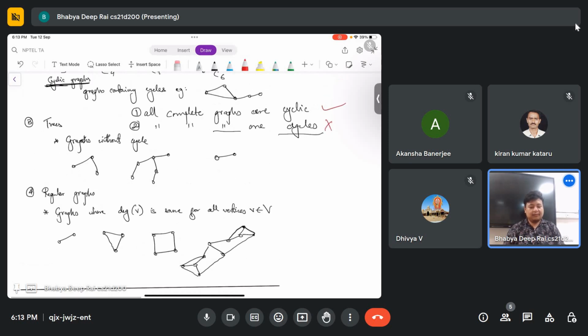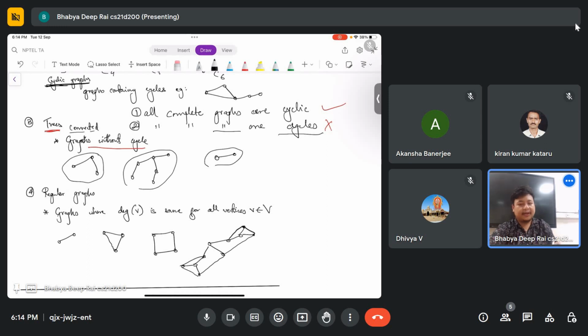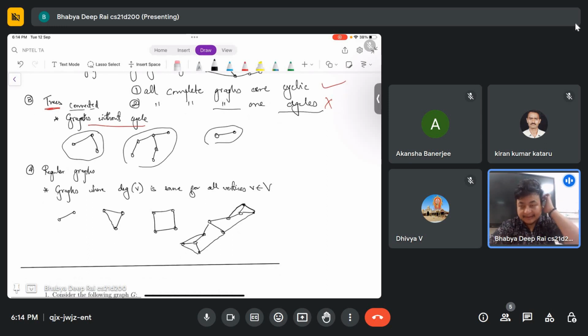Okay, good. Now let us look at the other end of the spectrum. What are graphs that do not contain cycles? They are what are called trees. They are graphs without cycles. Actually, I'm abusing one definition here, they should be connected graphs. They are connected graphs without cycles. For example, this is a tree, this is a tree, and this is a tree. They do not have any cycles.